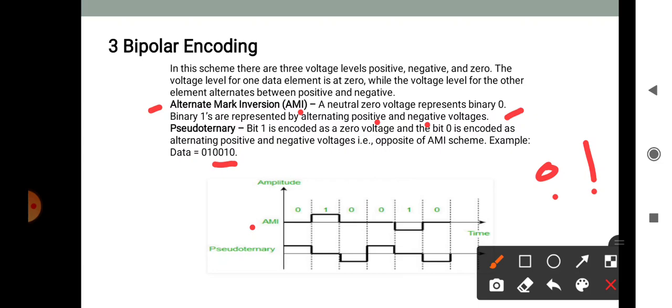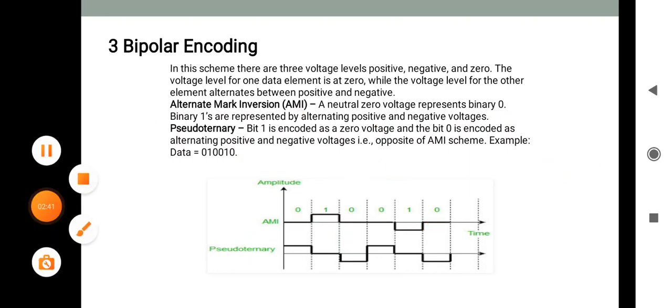Here 0 1 0 0 1 0. Suppose the first is 0. The rule is that binary 0 is represented by the neutral 0. So here 0. Then 1 is represented by alternating positive and negative. Here the first time is the positive value. Then the second is 0, neutral 0. Then 0 also neutral 0. Then 1. First time here positive, then the second time negative. Alternately positive and negative voltage is provided for the binary 1. So here negative. Then the next 0 is neutral 0. Like this, the scheme is AMI, alternate mark inversion.